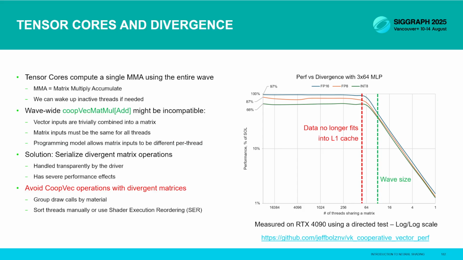The plot on the right shows how relative performance, expressed as percentage of ideal tensor core utilization or speed of light, depends on the divergence, or more specifically on the size of thread groups that share a matrix in a CoopVec operation. Note that the plot is using double logarithmic scale. On the left, when the thread groups sharing a matrix are large, it doesn't really matter. Performance starts to degrade when the matrix data stops fitting into the L1 cache, and then keeps dropping linearly in this double logarithmic scale. To keep performance high, try to avoid CoopVec operations that end up using different divergent matrices. Group draw calls by material, sort threads manually, or use shader execution reordering.